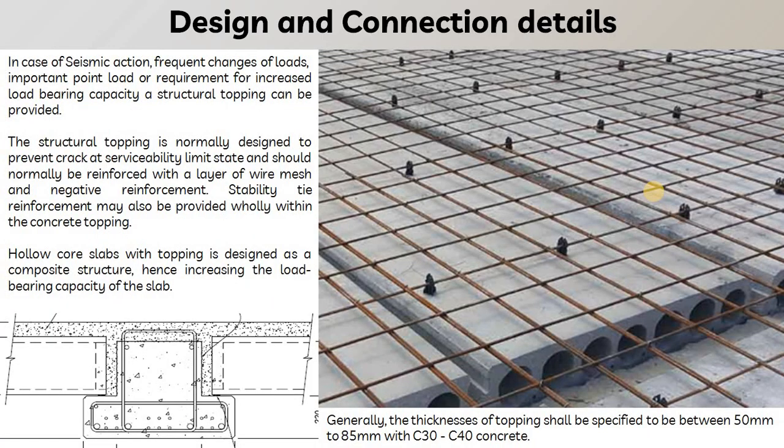So here you can see the hollow core slab, and it is provided with the minimum cover requirement, and we have both way reinforcement on the top of the hollow core slab, and this part will be covered up with the concrete, that is known as the topping.